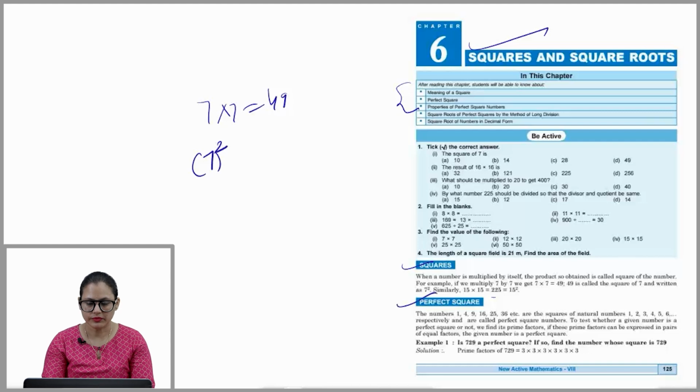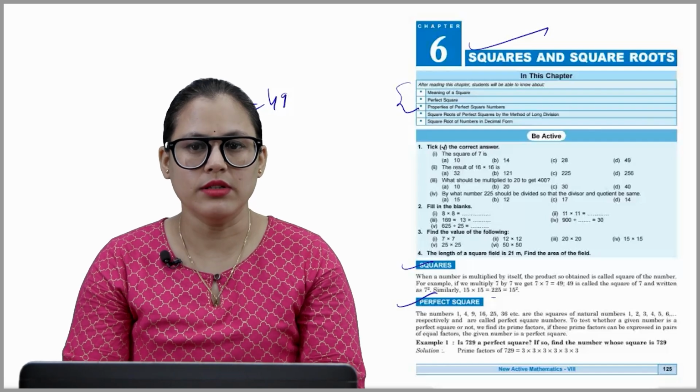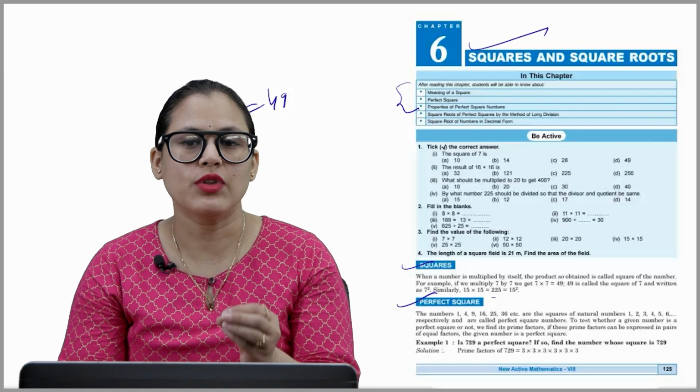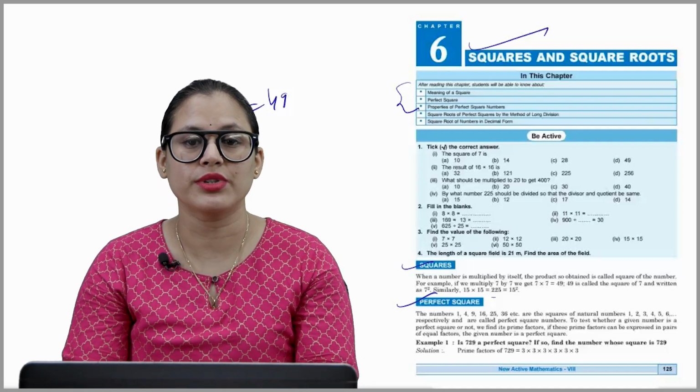Perfect square. The numbers 1, 4, 9, 16, 25, 36, etc. are the squares of natural numbers, that is 1, 2, 3, 4, 5, 6 respectively, and are called perfect square numbers. To test whether a given number is a perfect square or not, we find its prime factors. If these prime factors can be expressed in pairs of equal factors, the given number is a perfect square.